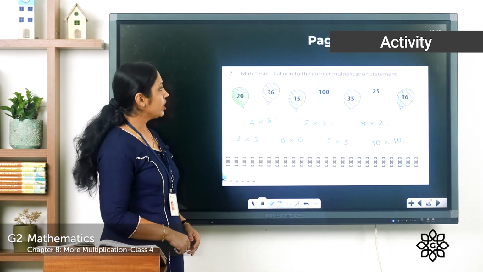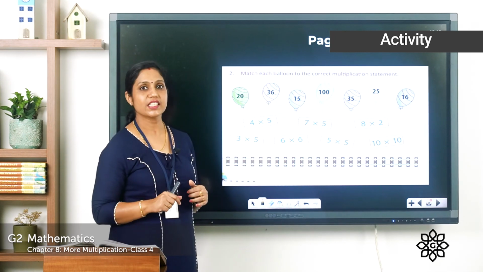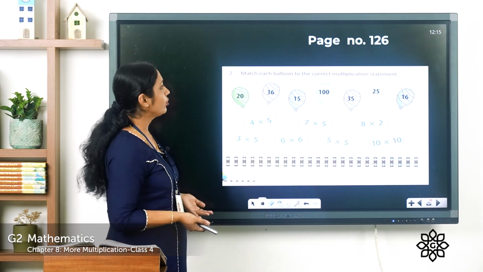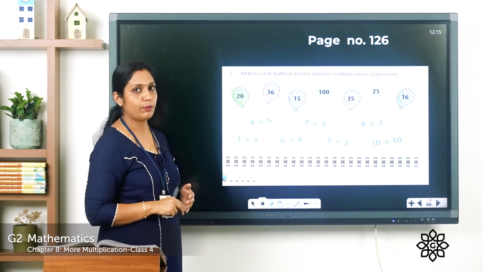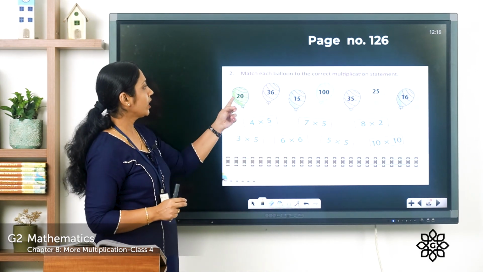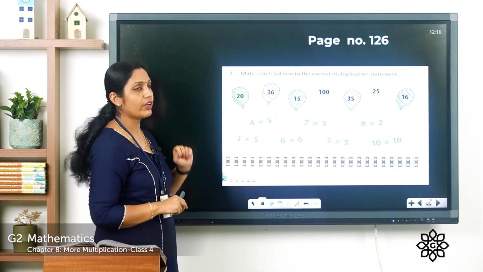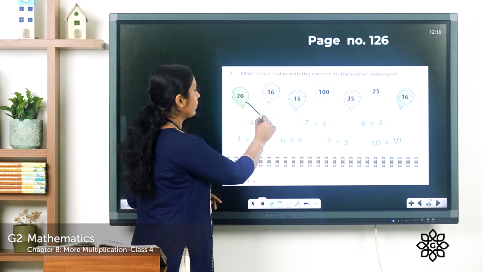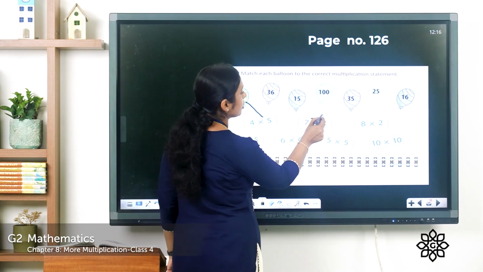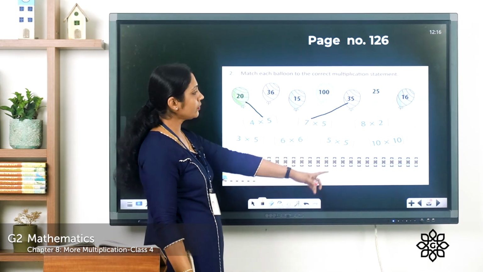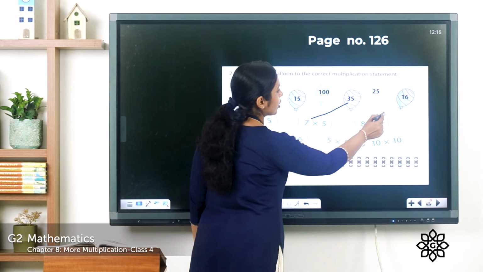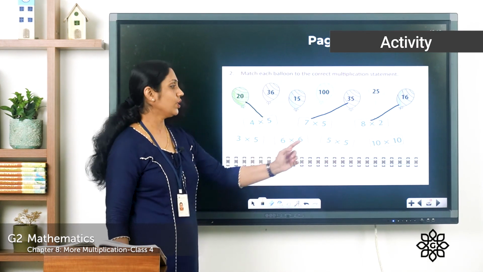Next, match each balloon to the correct multiplication statement. So here you can see some balloons have been given, numbers have been given there. We have to match the multiplication statement to the numbers. Let's look at the first one, 4 into 5. 4 5s are 20. So look at the balloon which has the number 20. So here you can find the number 20. So you can match. The next is 7 into 5. 7 5s are 35. So you can match 7 into 5 to 35. Next you have 8 into 2. 8 2s are 16. So match to 16. Likewise, you can complete the other exercise also.